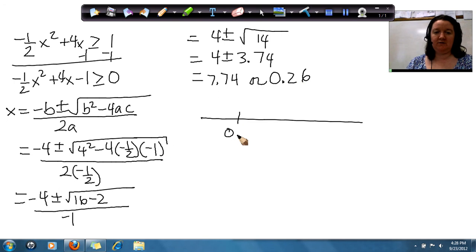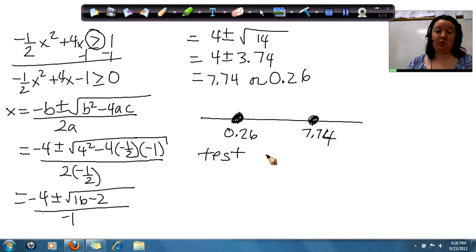We have 0.26. We have 7.74. And we know that they're going to be equal to because of that symbol. So we're going to have filled in dots. Let's pick our test point.